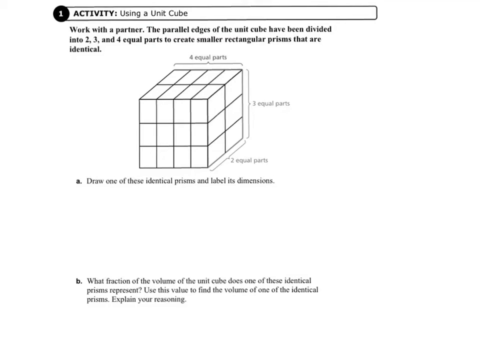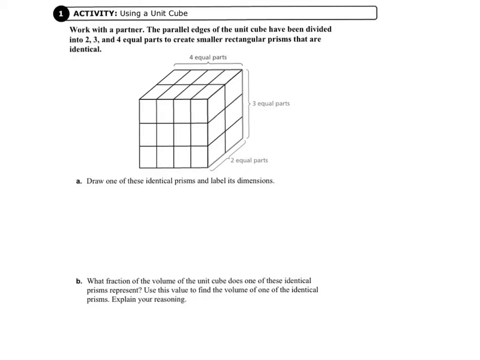Today we'll be starting on page 193 in your record and practice journal. Activity 1. Using a unit cube. The parallel edges of the unit cube have been divided into 2, 3, and 4 equal parts to create smaller rectangular prisms that are identical.